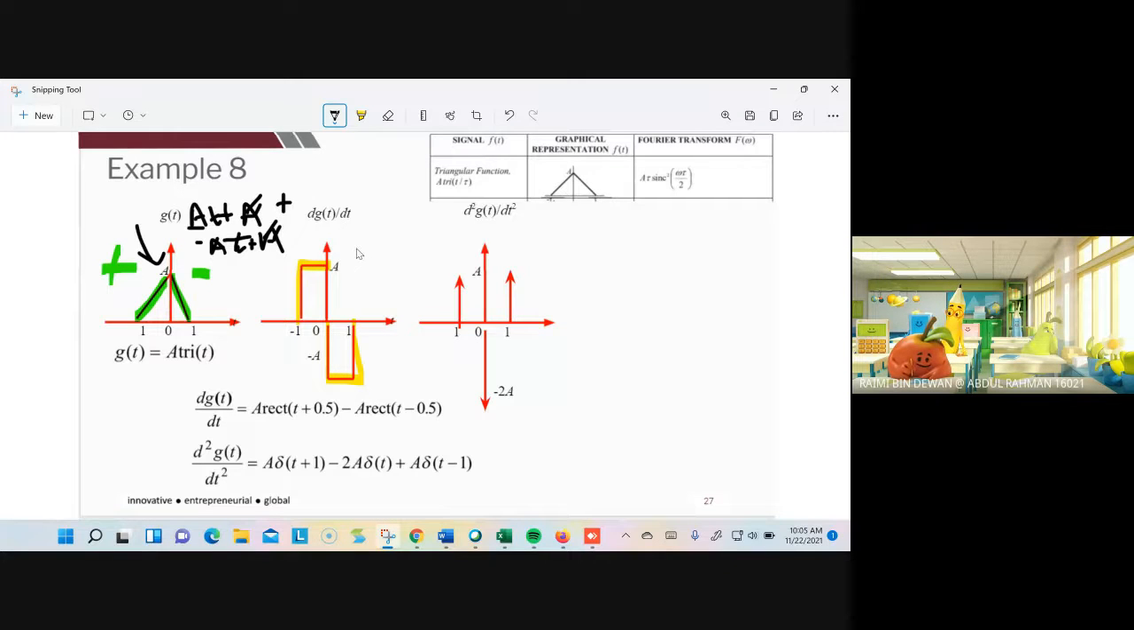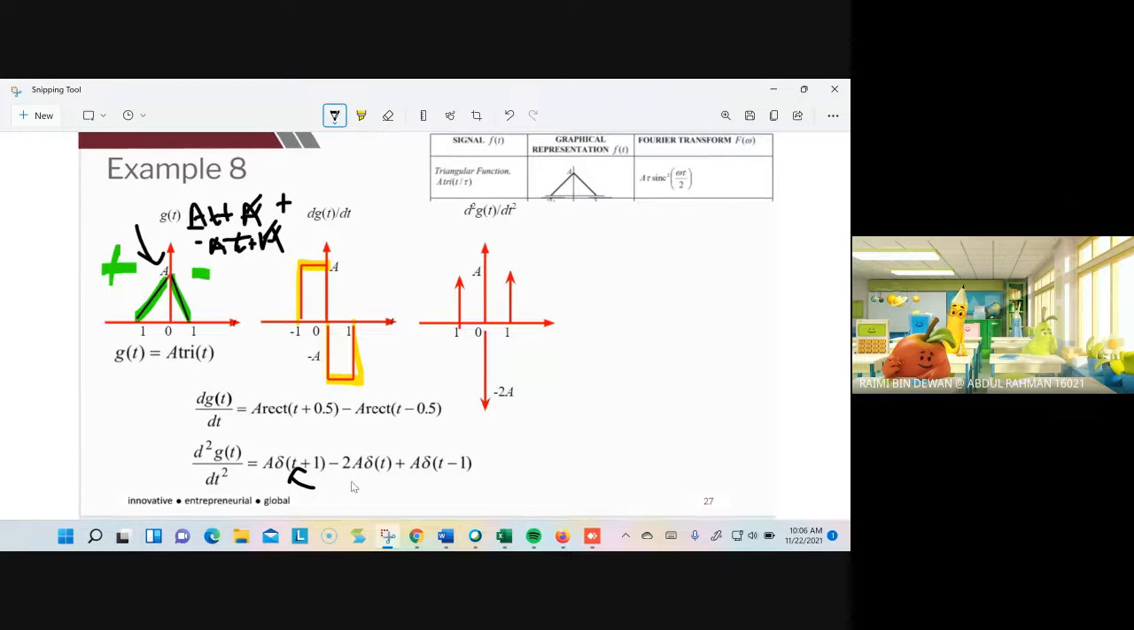If you want to differentiate again, because now it's a number, when you differentiate again, you will lose it. It will become just like an impulse. So the first order of differentiation, dg(t)/dt, you have in terms of a rectangular 0.5, minus a rectangular negative 0.5. And then if you do the second order, it will become an impulse response.